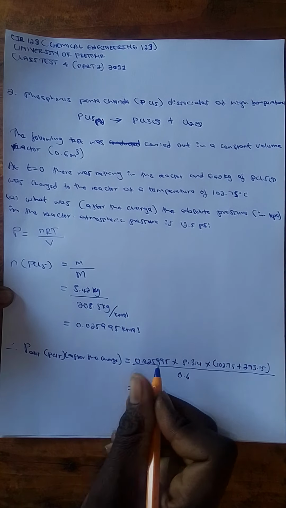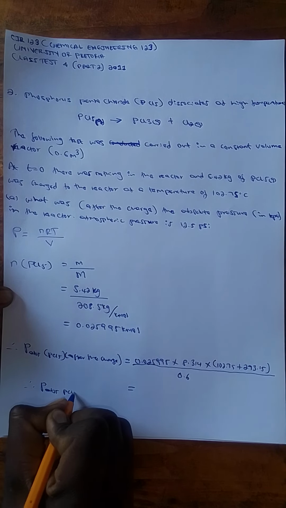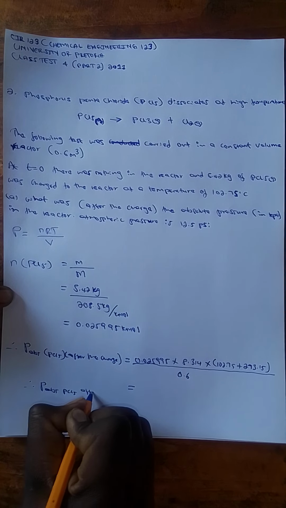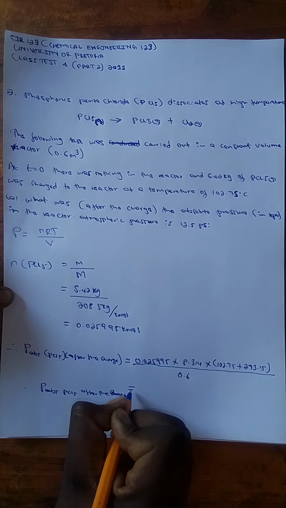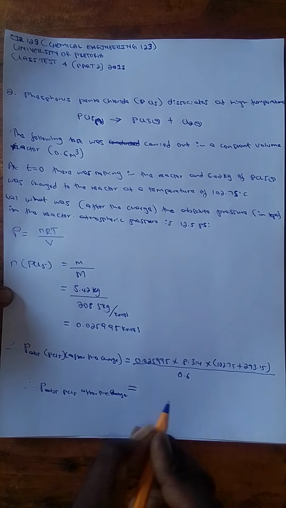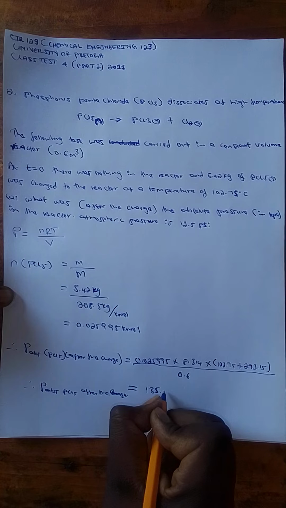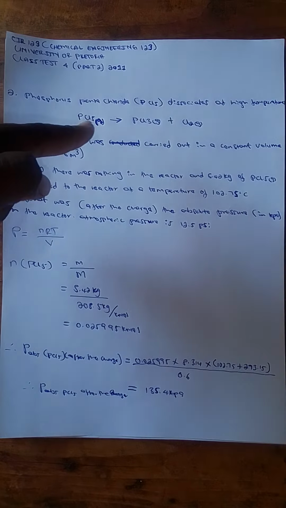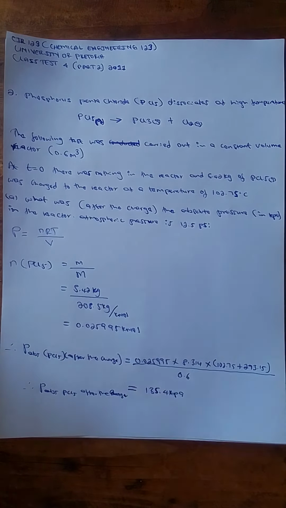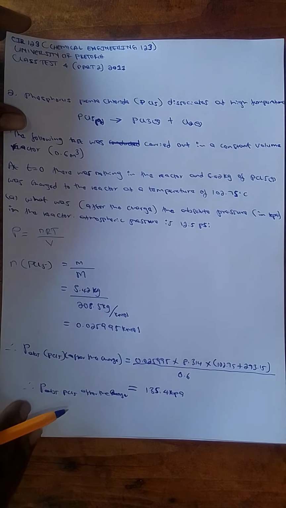Now if you use your calculator, you can find that the absolute pressure of PCl5 after the charge, I hope it's clearly visible, is equal to 135.4 kilopascals. So this is the absolute pressure of PCl5 just before it dissociates into PCl3 and Cl2. So this actually concludes our question A of part 2 of class test 4.